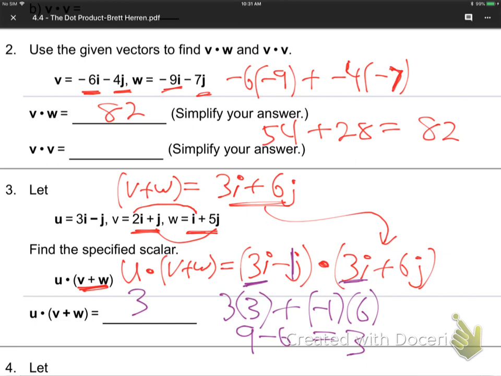The answer to a dot product will always be a number, not a vector. A number. No more i and j. Questions? This good? It's all good? All right, I'll move on.